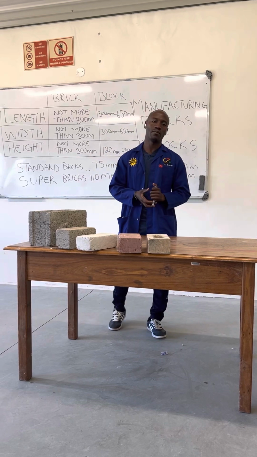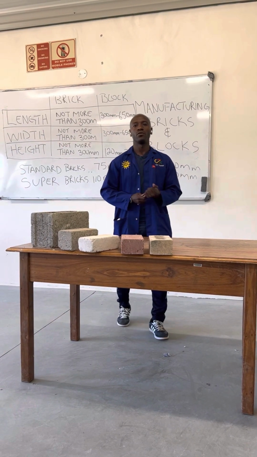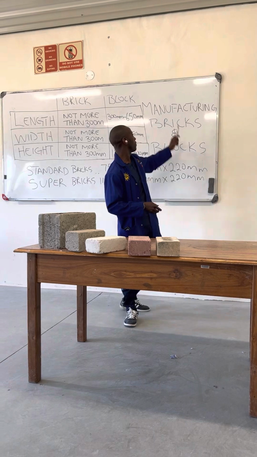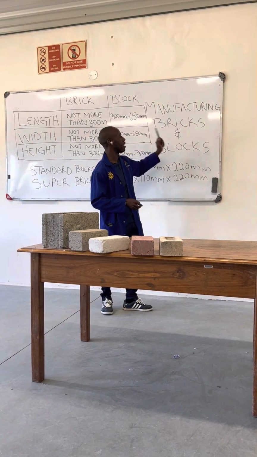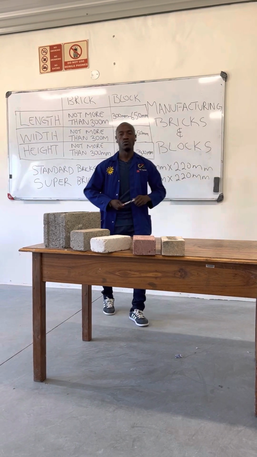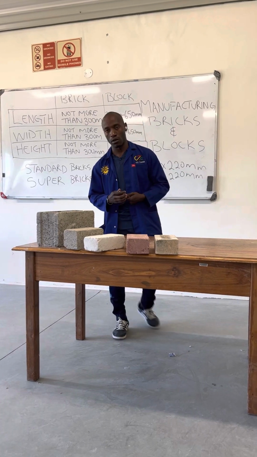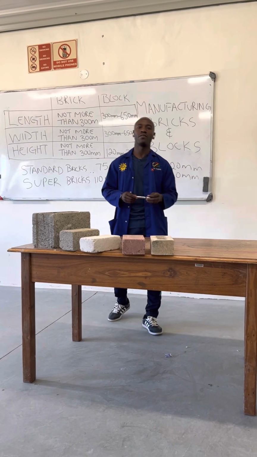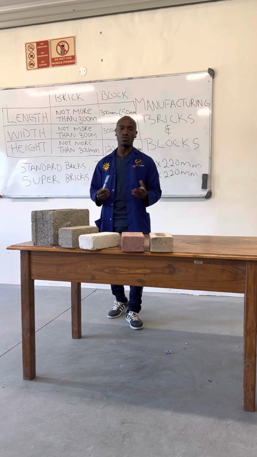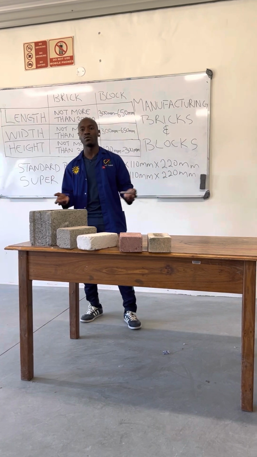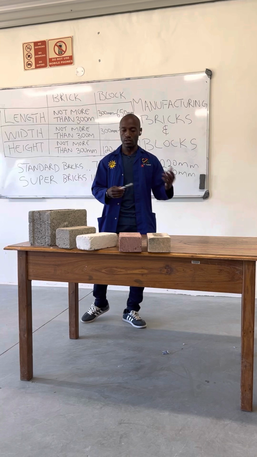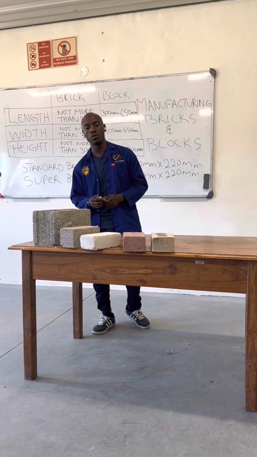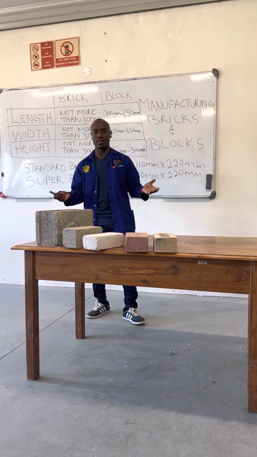My name is Peter Ramachebo, and today we're going to touch a bit on manufacturing bricks and blocks. So, what is a brick or a block? A brick or a block is defined as a rectangular masonry unit. That means masonry is stone, anything that's made of stone and it's rectangular. The difference between a brick and a block is just the size.